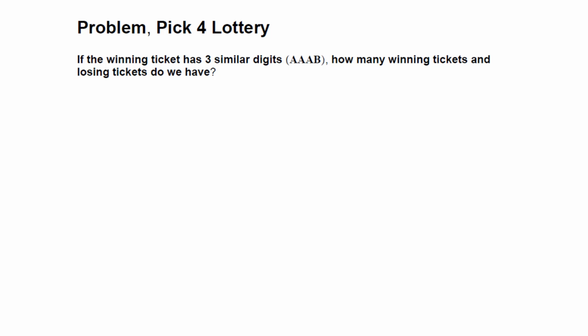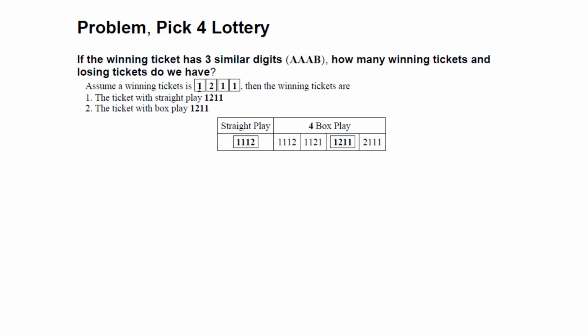Another question: if the winning ticket has 3 similar digits in the form AAAB, how many winning tickets and losing tickets do we have? Let's assume the winning ticket is 1211, so it has 3 similar digits, 1 repeated 3 times. This ticket can be played as straight play or as a box play. In the case of box play, this ticket can be reordered in 4 ways. So in such case the winning tickets are 4 and the losing tickets are 9,996.